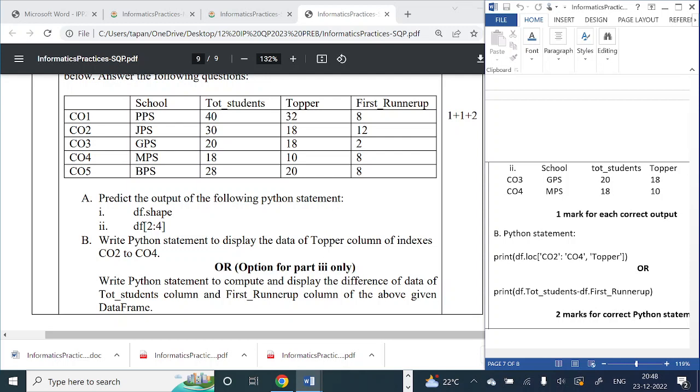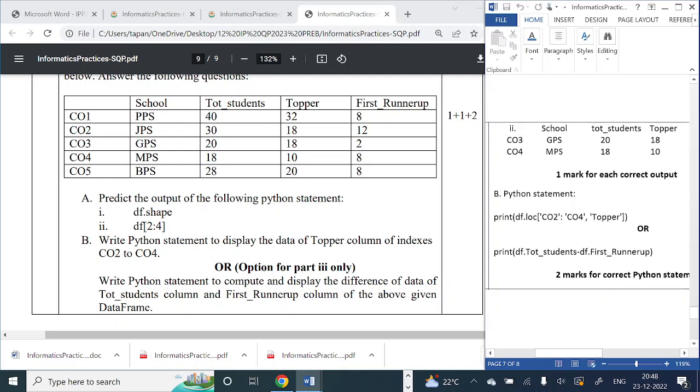So comma topper. Then it has an optional question: write a Python statement to compute and display the difference of data of the total students column and first runner up column of the above given data frame. So for difference we can use minus or df.diff. So here they have given it with the minus sign, print df.students minus df.first runner up. So this will give you the difference.